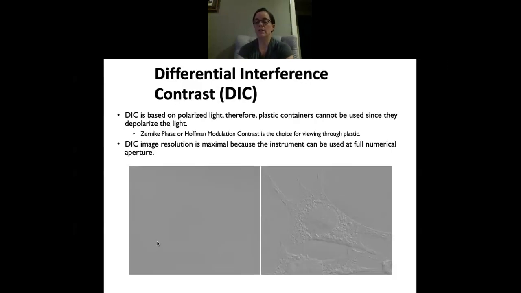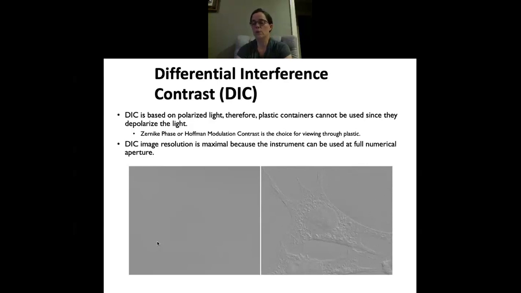Differential interference contrast is an interferometric transmitted light phase contrast method rather than reflected. Because it uses polarized illumination, it can't be used through plastic dishes or flasks because plastic depolarizes light. And in those cases, Zernike phase contrast or Hoffman modulation would be a better choice. But differential interference contrast produces a better quality phase contrast in thicker samples than those methods, and when high resolution is needed because none of the aperture is blocked in this method. So it makes full use of the numerical aperture of the imaging system.